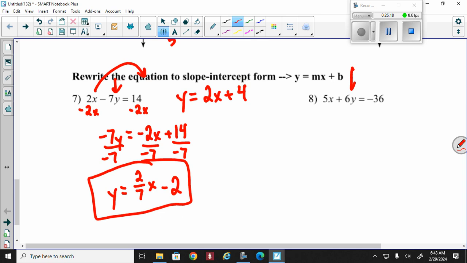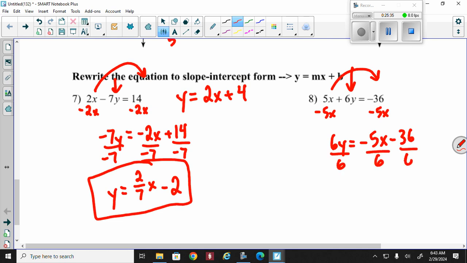So here in this one, the y is where it's supposed to be, but the x needs to go over. So we're going to subtract 5x from both sides. We're at 6y is equal to -5x minus 36. Again, we've got to get that 6 away from the y, so we're going to divide by 6 for everything. So that ends up being y is equal to -5 over 6x, and then -36 divided by 6 is -6. There you go. Pretty simple.